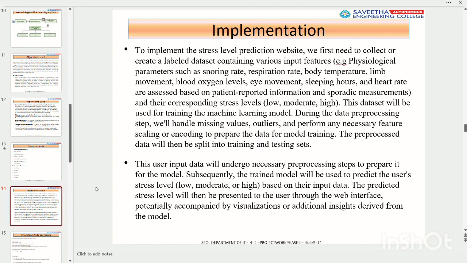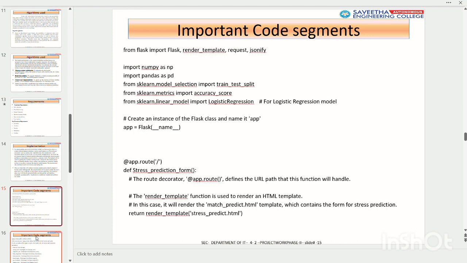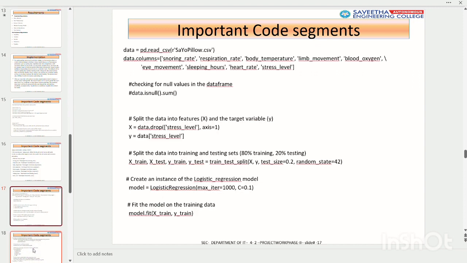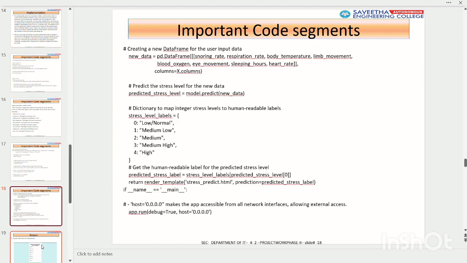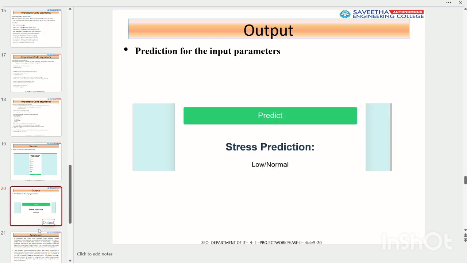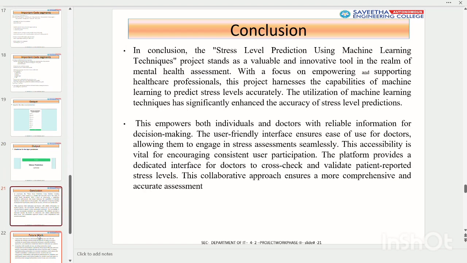Next, implementation of the code. For the implementation of the code, we get directly into the code and the execution. These are the code segments we will thoroughly see in Visual Studio Code, along with the output. These are the output interface. We practically see how it is working in the Visual Studio workspace. And it's the conclusion of the project: stress level prediction using machine learning techniques.